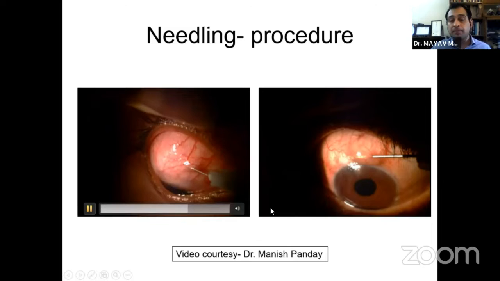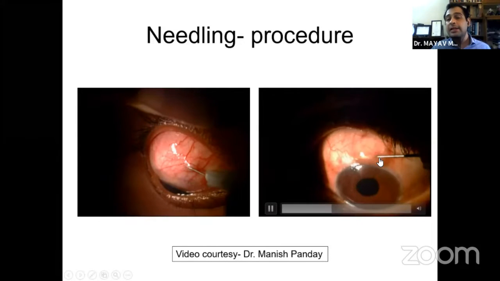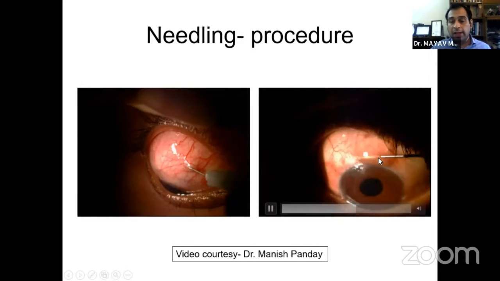In the second video which you see here, you can see there is a gradual increase in the Bleb height because there is egress of aqueous from the anterior chamber into the subconjunctival space, showing that there is lysis of the conjunctival bands. Apologies for not having an operation theater based video system.